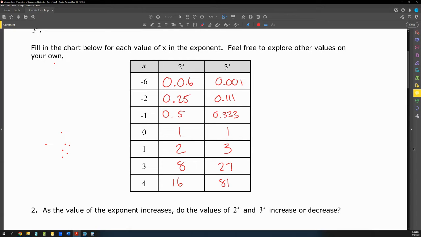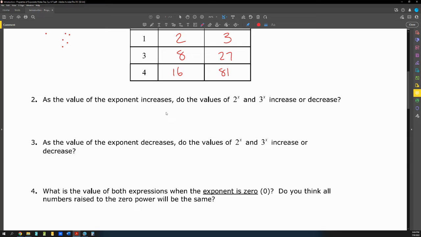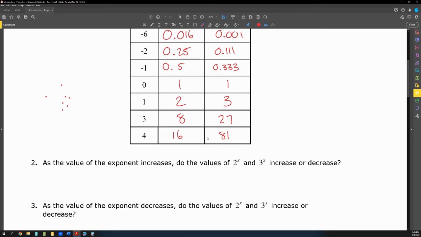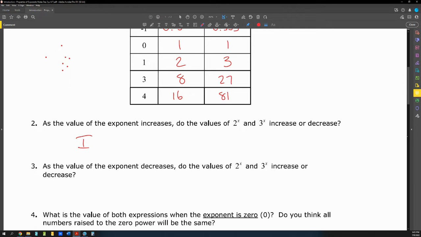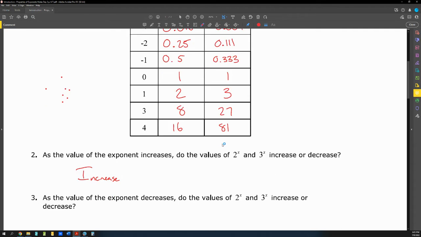Okay. So you might notice a pattern. Number 2, as the value of the exponent increases, what do the values of 2 to the x and 3 to the x do? Do they increase or decrease? So as we move down in our table, as these x values increase, what happens to our 2 to the x and 3 to the x values? Well, they also increase. And likewise, as the value of x decreases, the values of 2 to the x and 3 to the x also decrease.